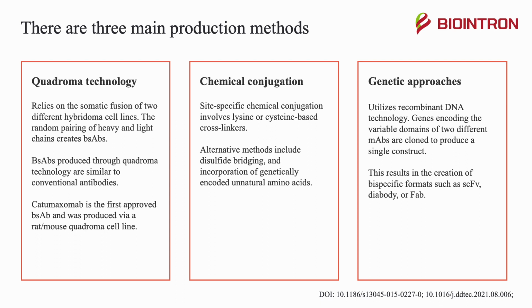A second production method is chemical conjugation. Site-specific chemical conjugation involves lysine or cysteine-based cross-linkers. Alternative methods include disulfide bridging and incorporation of genetically encoded unnatural amino acids. Another type of production is genetic approaches. This utilizes recombinant DNA technology. Genes encoding the variable domains of two different monoclonal antibodies are cloned to produce a single construct. This results in the creation of bispecific formats such as scFv, diabody, or Fab.